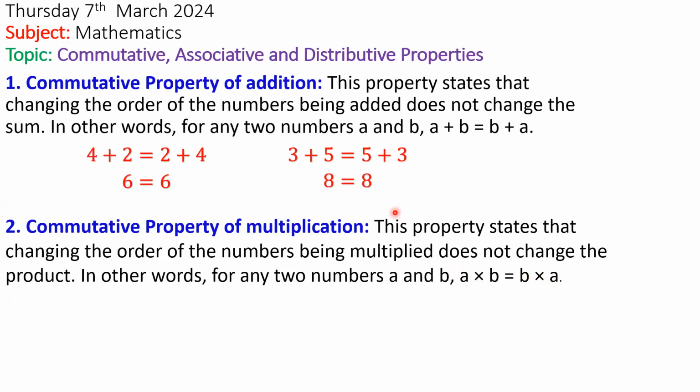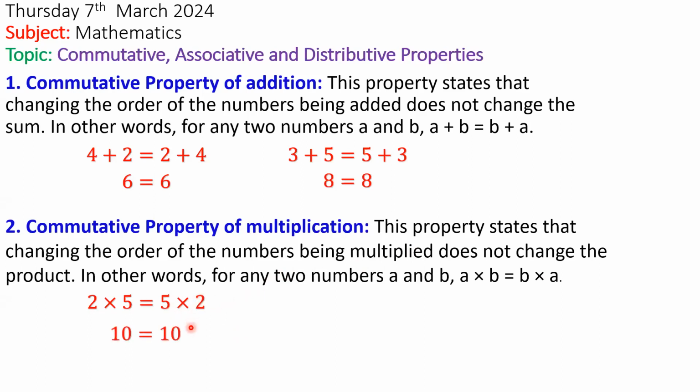Let me give you a quick example. I want the class to answer me now. What is 2 times 5? 10. Very good. But what if I switch it and I say 5 times 2? Is it still the same? 10. Yes, sir. So the commutative property of multiplication tells us that the way you multiply these things doesn't matter. 2 times 5 is 10, and 5 times 2 is 10.